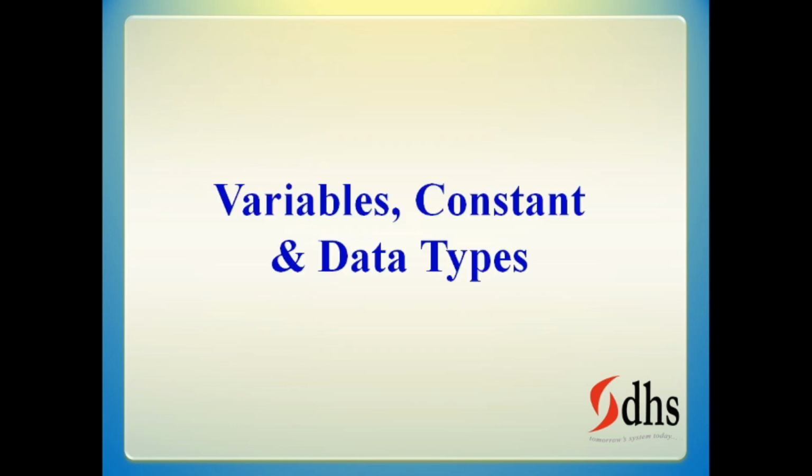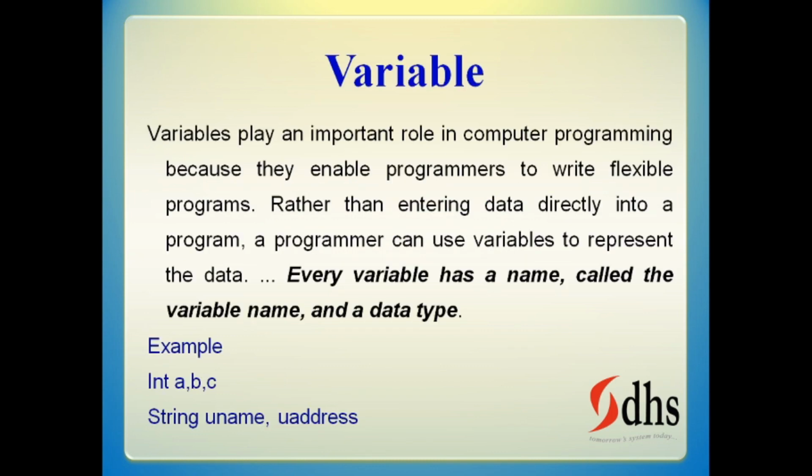Variables, constants, and data types. Variables play an important role in computer programming because they enable programmers to write flexible programs. Rather than entering data directly into a program, a programmer can use variables to represent the data. Every variable has a name, called the variable name, and a data type.